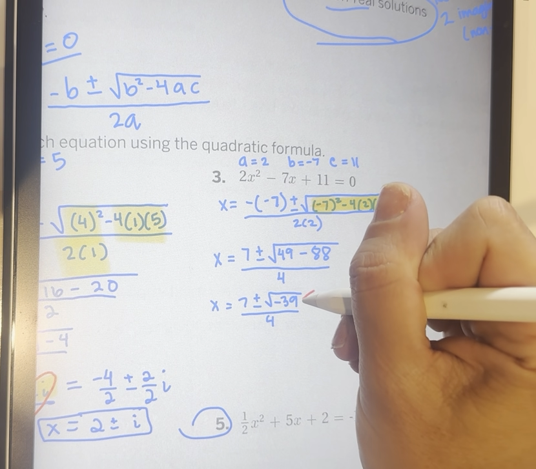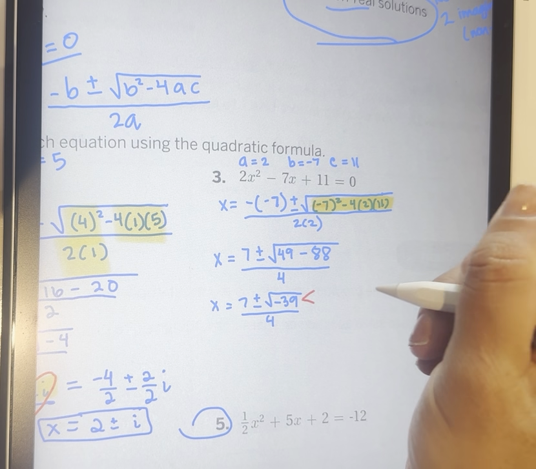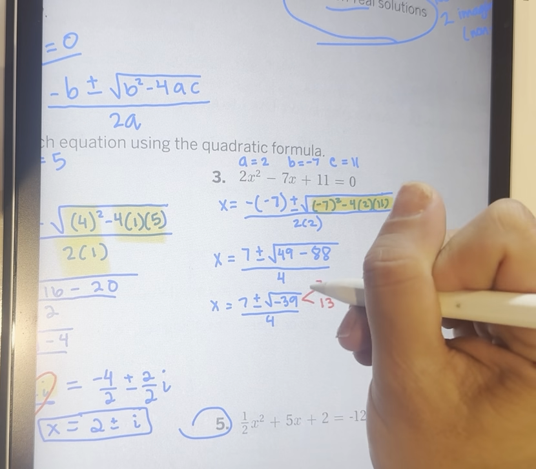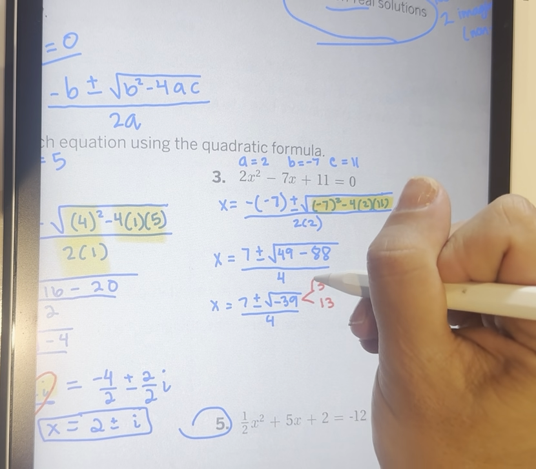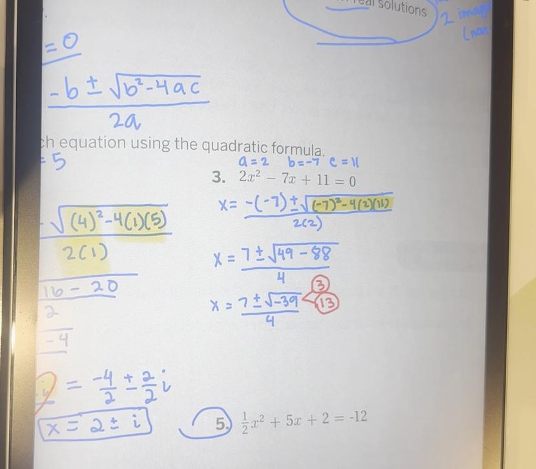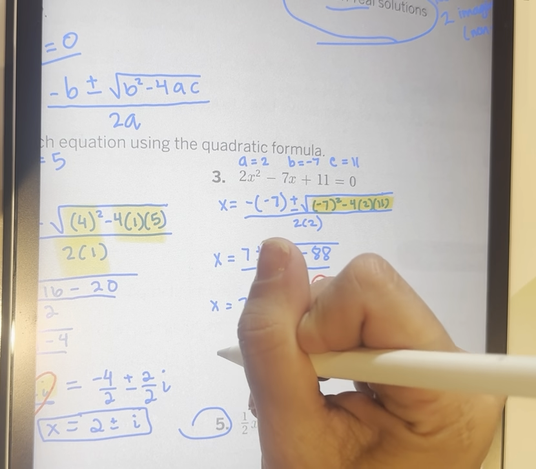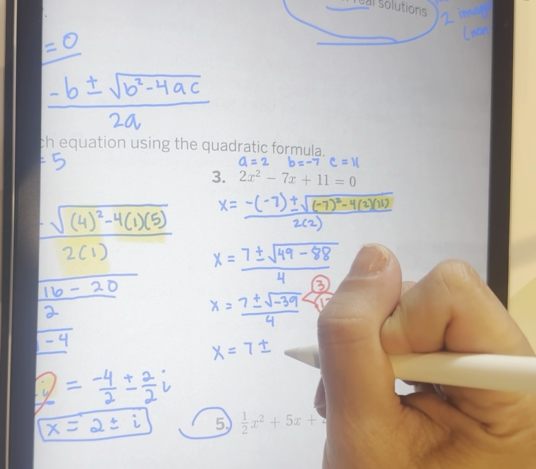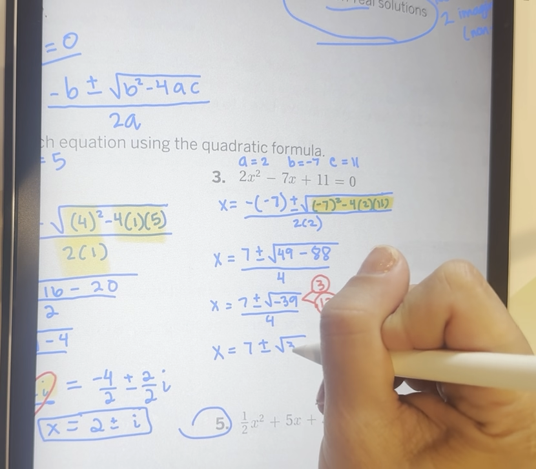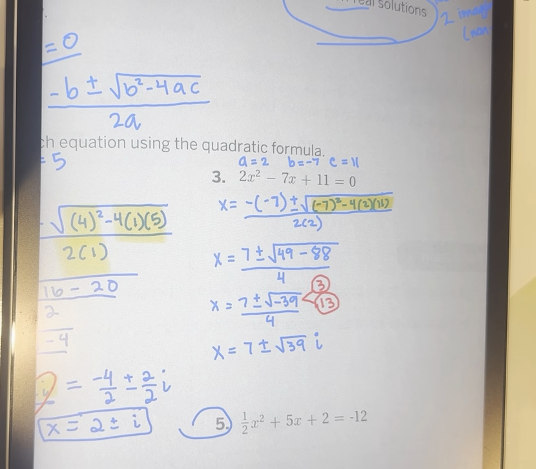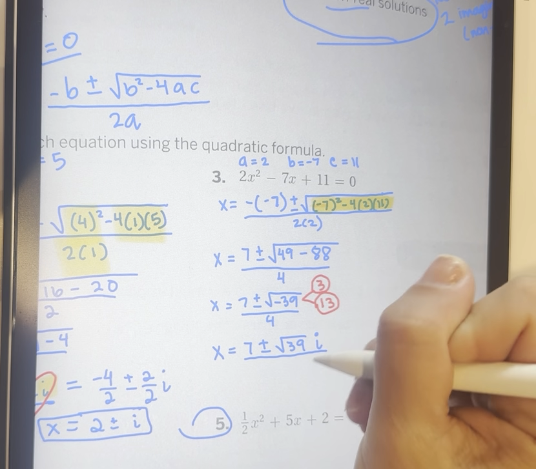Okay, you can be suspicious of the 39 if you would like and check it real quick. 39 is 3 times 13, but no one's breaking out here. No one has a partner. So the radical is actually as simple as it gets with 39. However, that negative becomes an i on the outside, okay? And then this is all over 4.